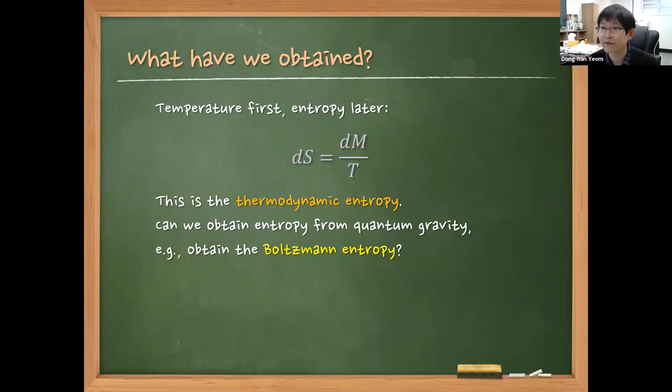So this is the point. Can we obtain this entropy from quantum gravitational principles or not? If it follows our general feeling, then there must be some microscopic or somehow more quantum gravitational explanation for this thermodynamic entropy. In other words, can we obtain the Boltzmann entropy from quantum gravitational principles or not?